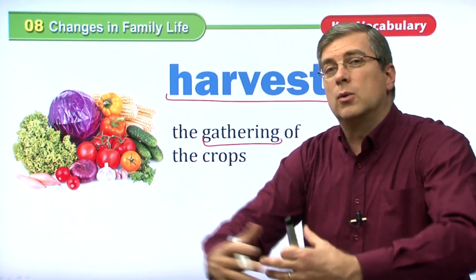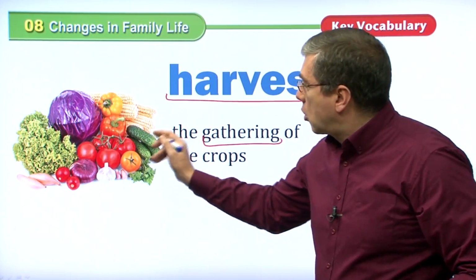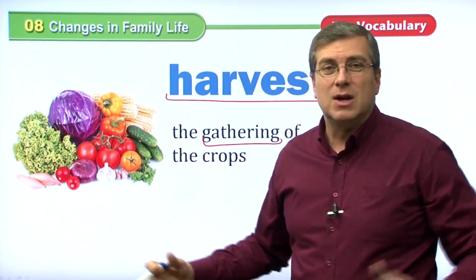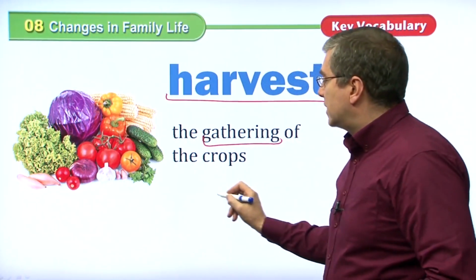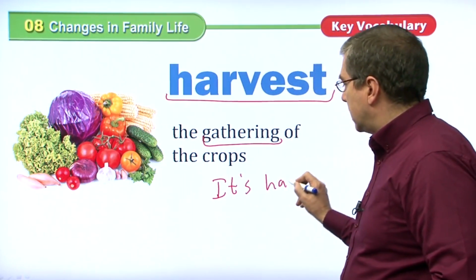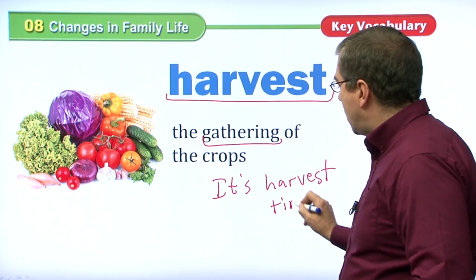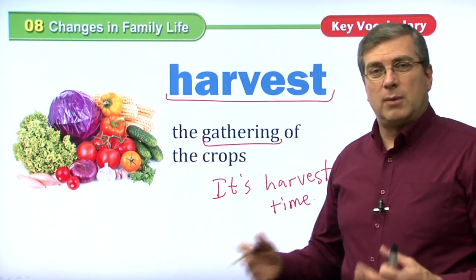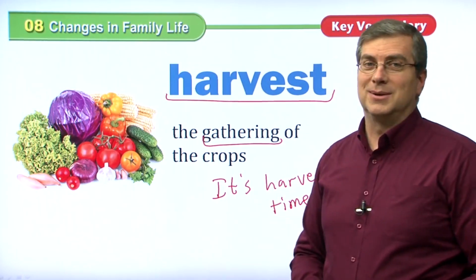They will gather all the rice together. They will gather all the wheat together, or the corn, or the cucumbers, or the tomatoes. All of these types of plants, when they gather them in, that's called the harvest. It's very common you say, it's harvest time. It's harvest time. And again, that normally happens in the fall, right? In the fall, it's harvest time. The farmer will go out and gather the crops. And then we have a lot of food, okay?